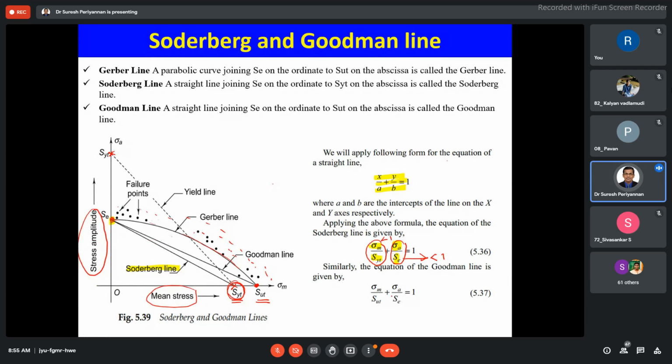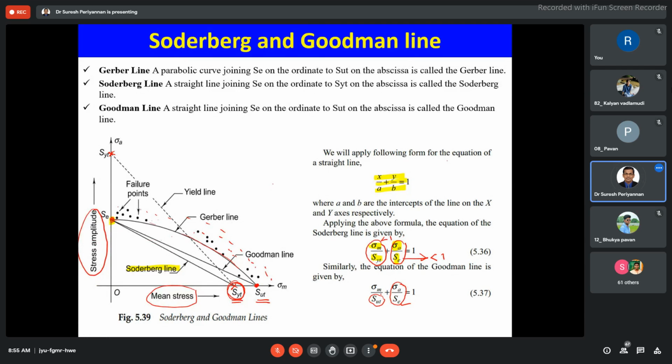Now only this is different. Sigma A is common. Both theories start from the same point on the ordinate, I mean, at the endurance limit. But on the x-axis, the Goodman line ends with the SUT, the ultimate strength.